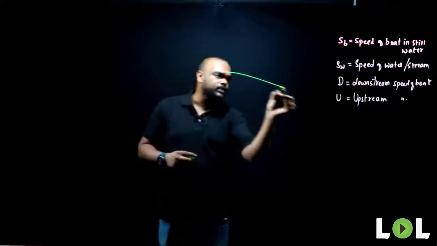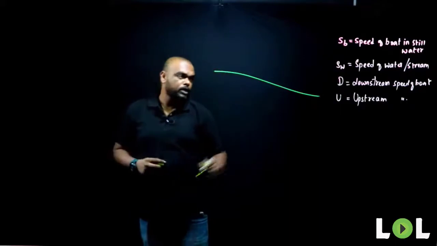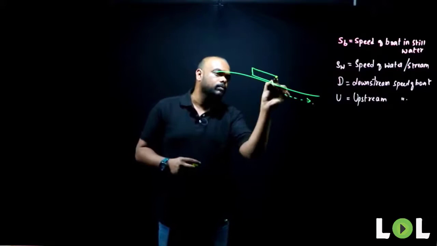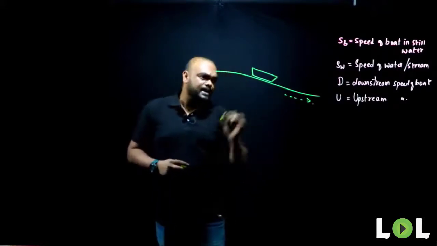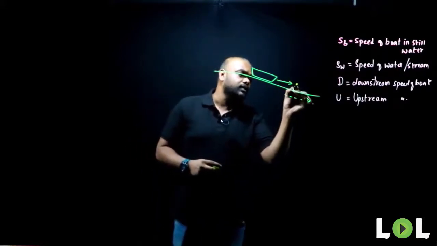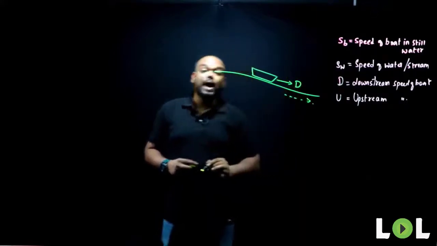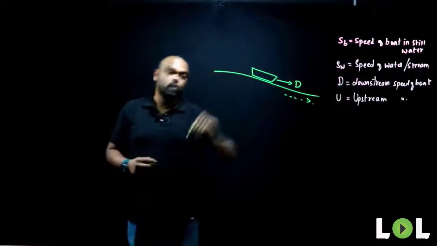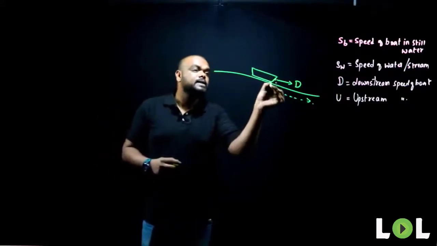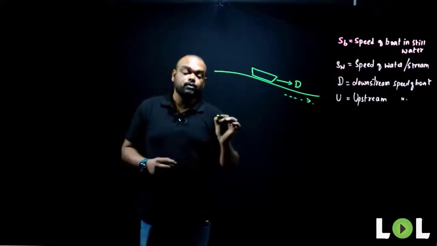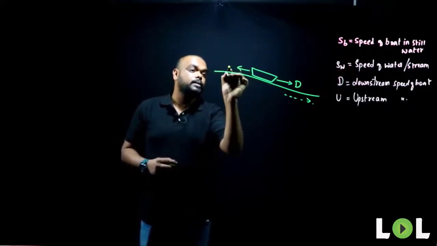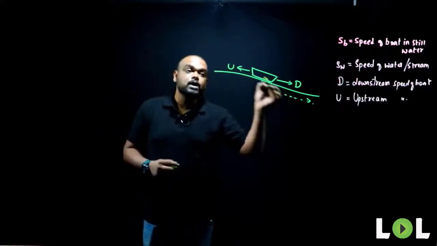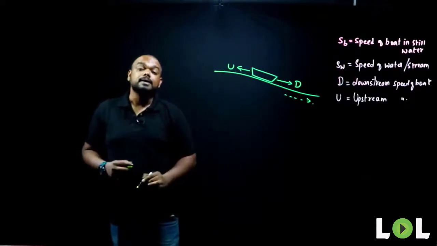Suppose, guys, let us assume this is a river, flowing in this direction. Now suppose there is a boat like this. If the boat goes in this direction, we call it downstream. Why downstream? Downstream means in the same direction as the flow of water. If the boat sails in the opposite direction to the flow of water, then we call it upstream. Same direction as water is downstream, opposite direction is upstream.